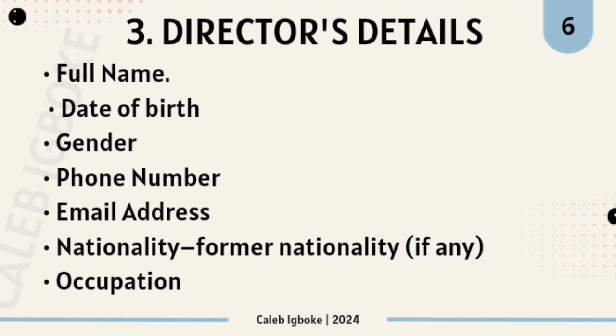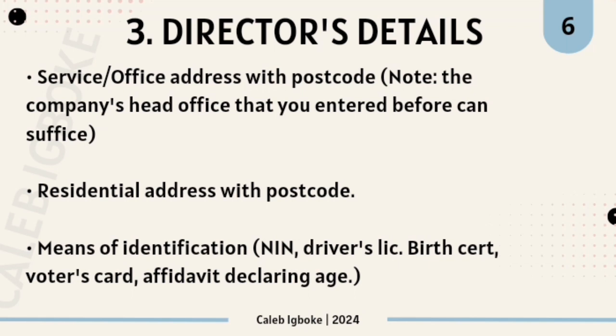Number 1, the full name of the person. Number 2, date of birth. Number 3, gender. Number 4, phone number. Number 5, email address. Number 6, nationality. Next one is occupation. The next detail needed is service or office address with postcode.